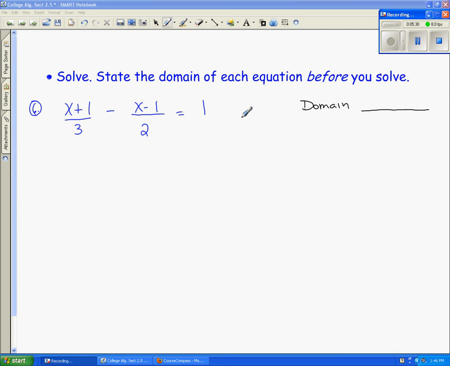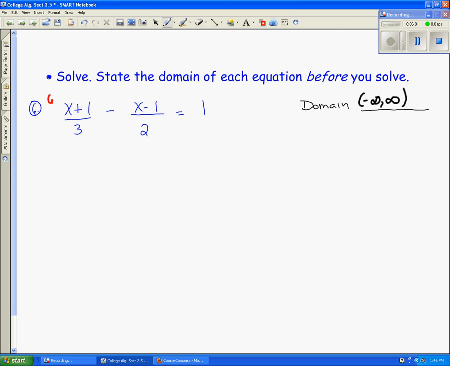We said we had our three circumstances with domain. It was either all reals, or it was the case in which we have a variable in the denominator, which we set not equal to 0 and solve, or it was the case in which we had the variable under a radical and we set greater than or equal to 0 and solve. So this is our first case. We don't have either one of those situations, so our domain is just simply negative infinity to positive infinity. So it's all real numbers. We have no limitations.